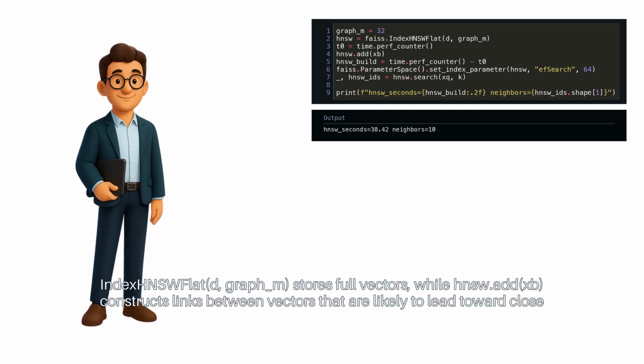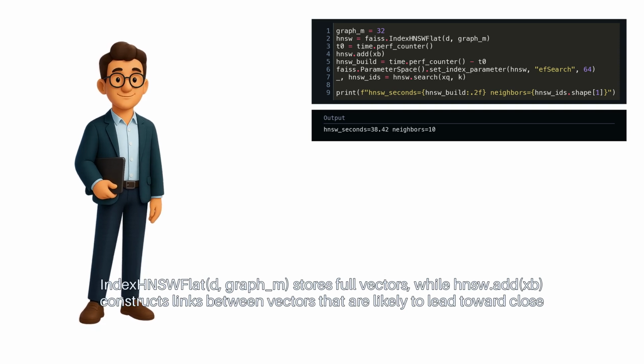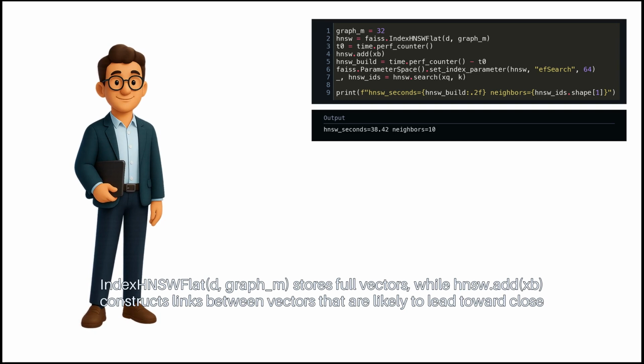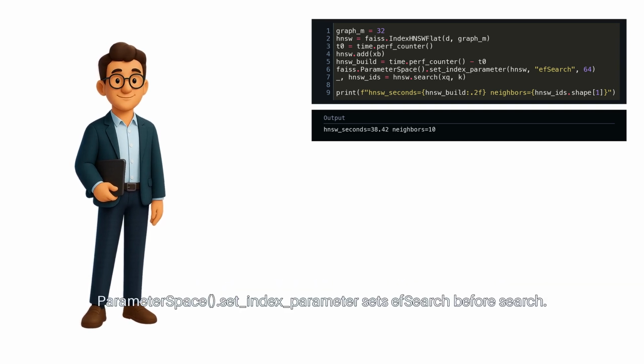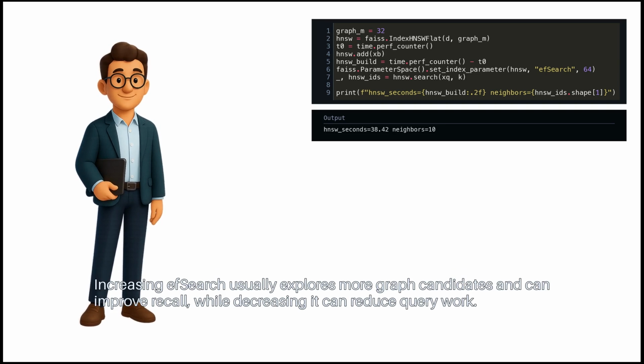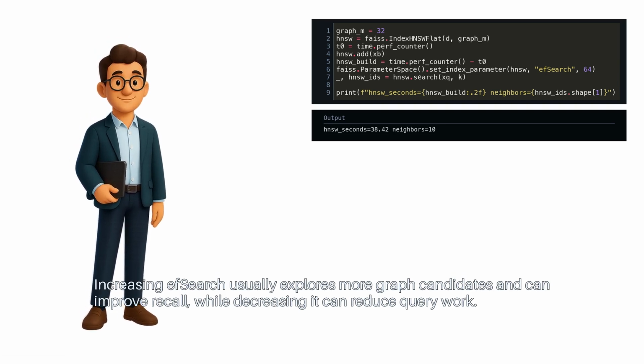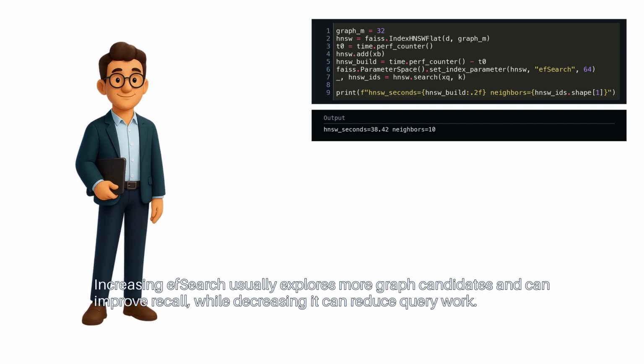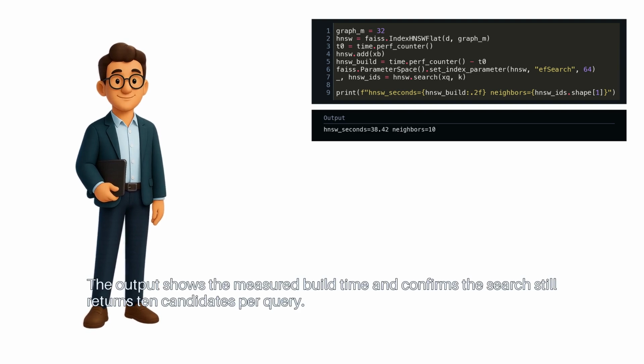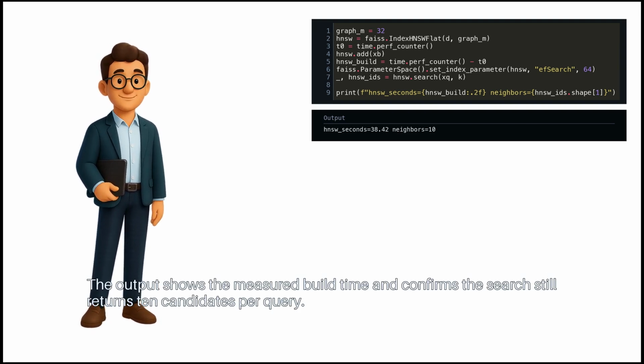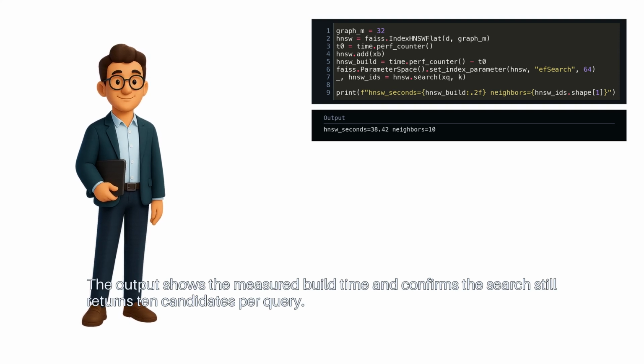IndexHNSWFlat d, graph_m stores full vectors, while hnsw.add xb constructs links between vectors that are likely to lead toward close matches. ParameterSpace set index parameter sets efSearch before search. Increasing efSearch usually explores more graph candidates and can improve recall, while decreasing it can reduce query work. The output shows the measured build time and confirms the search still returns 10 candidates per query.